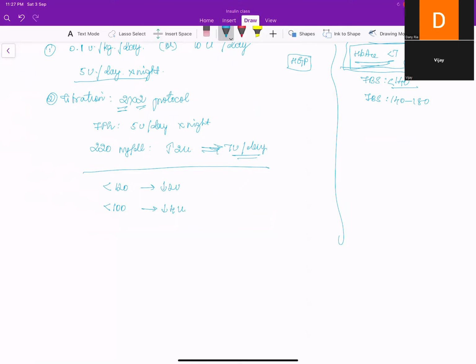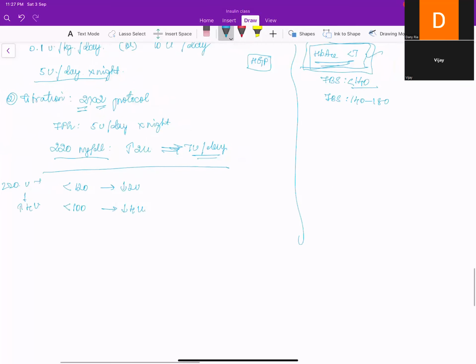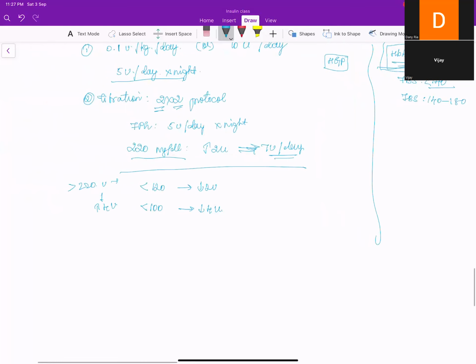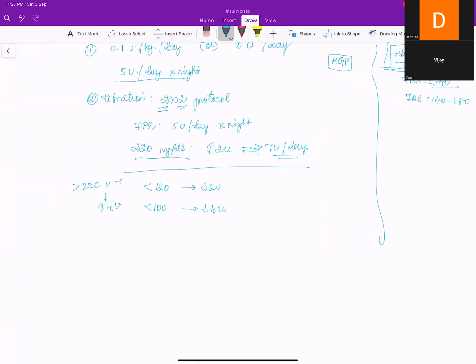Okay. Double, 2 into 2. Similarly, if it is 180 to 220, you have to increase by 2 units. If it is more than 220, you have to increase by 4 units. Understand? The 2 by 2 protocol is, every second day, you have to see the fasting sugar.